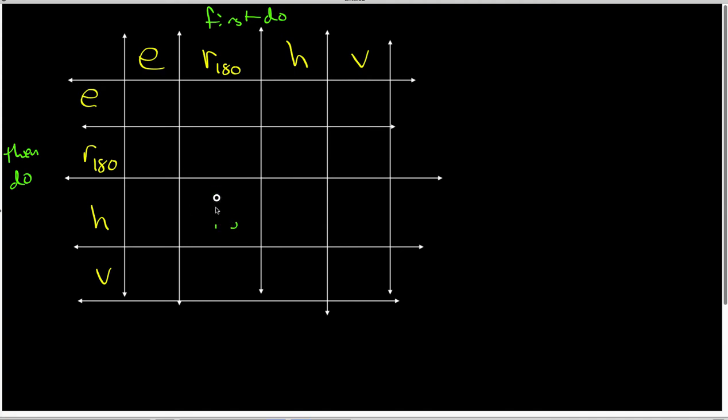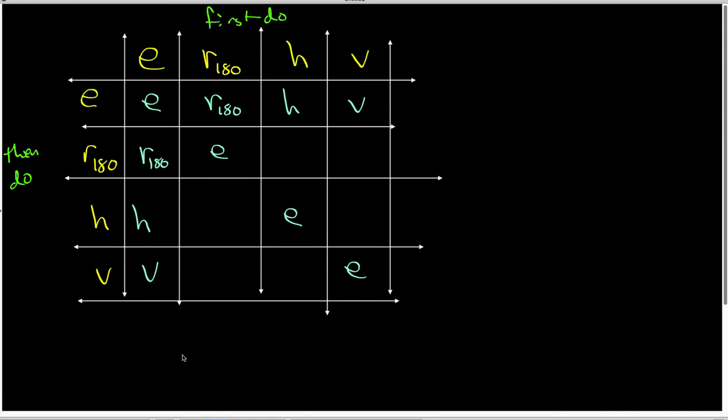I want to start with the things that I actually already know. If I compose anything with the identity, I'm going to get the other things. So that means this column is R180, H, and V, and this row is E, R180, H, and V. And we've already seen that if you compose R180 with itself, you get E. If you compose H with itself, you get E. And if you compose V with itself, you get E. So what we have now are 6 more cases that we have to look at.